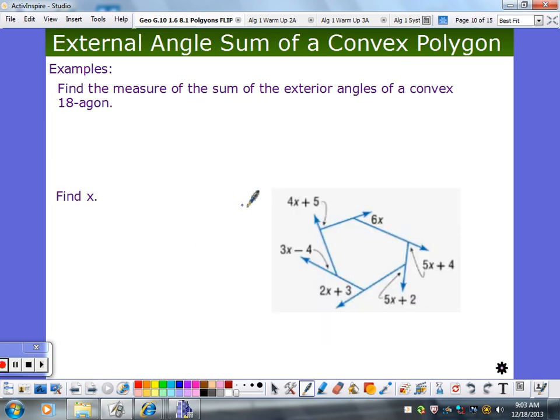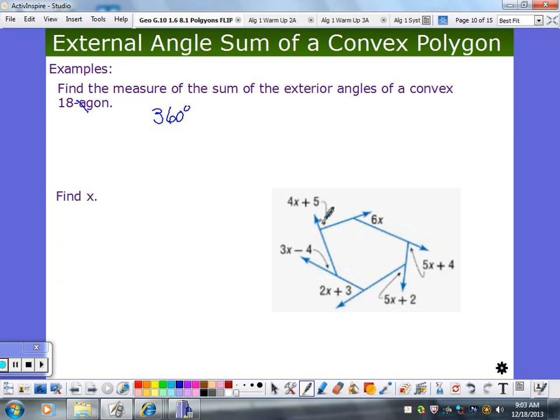So here's an example. Find the measure of the sum of the exterior angles of a convex 18-sided figure. That sounds like a pain, but what is that sum? 360. It's always going to be 360, whether it's 18 sides or a googolgon. So this is like the easy question.